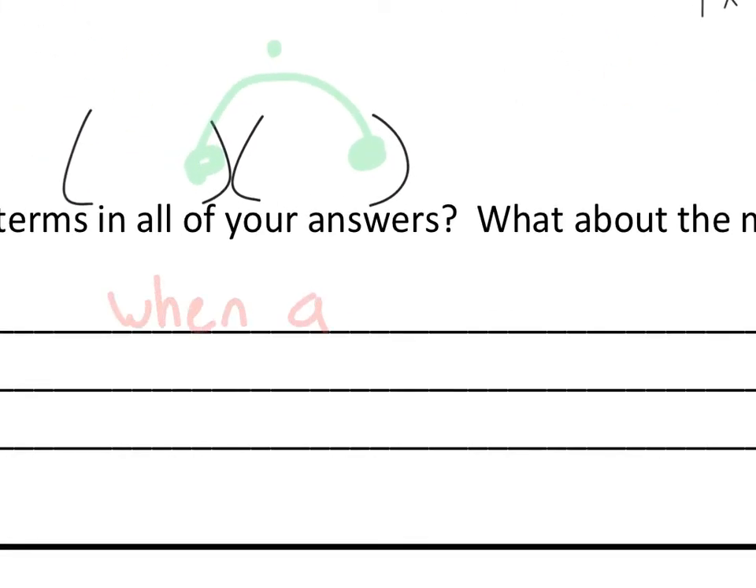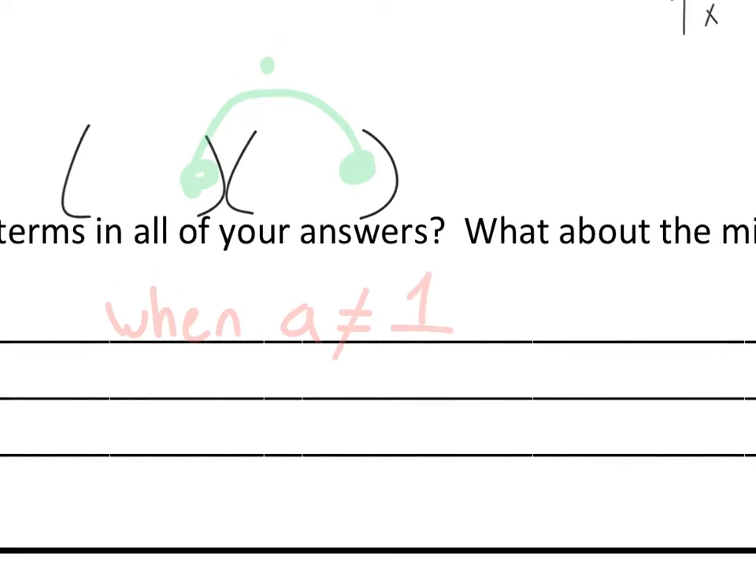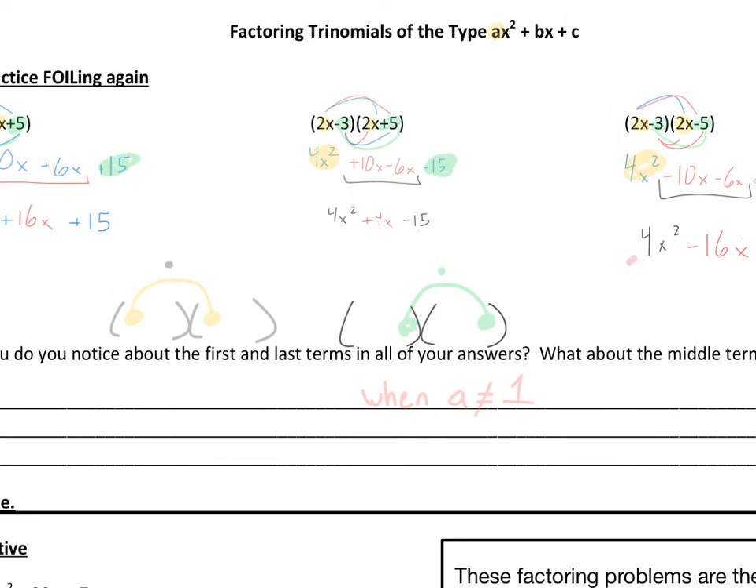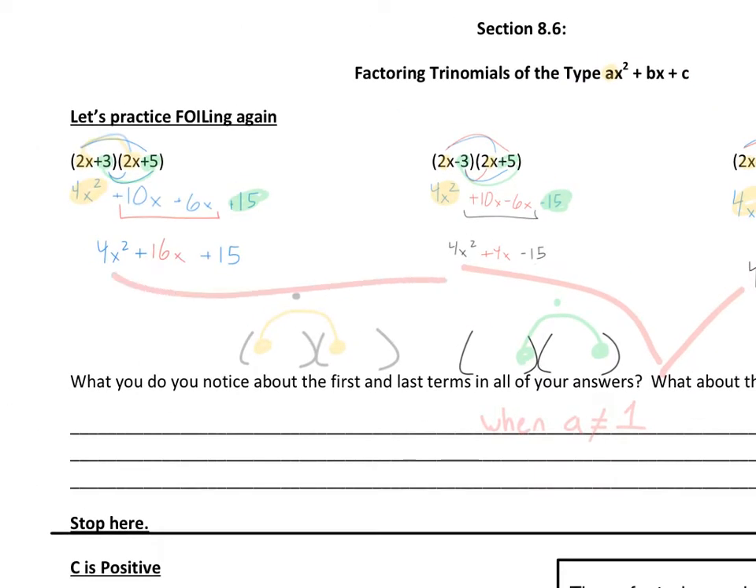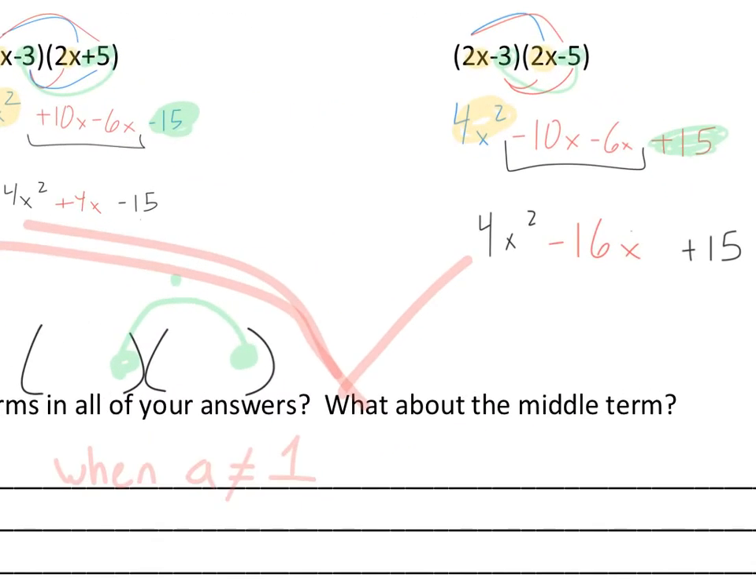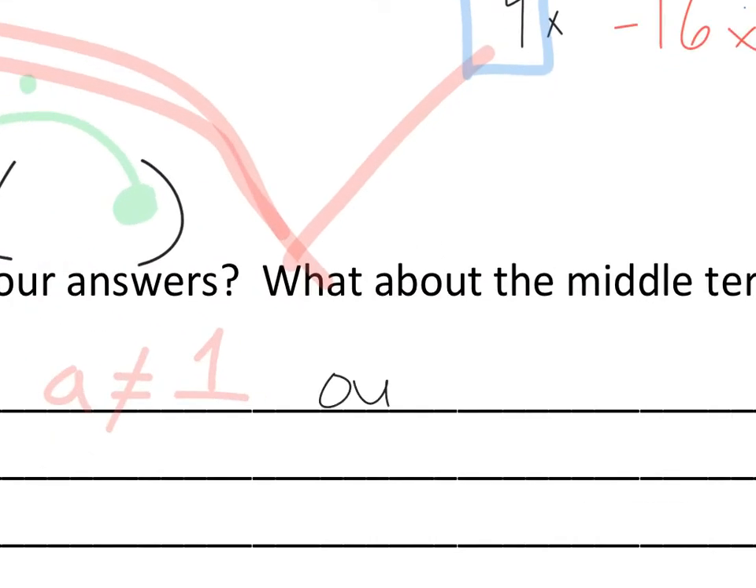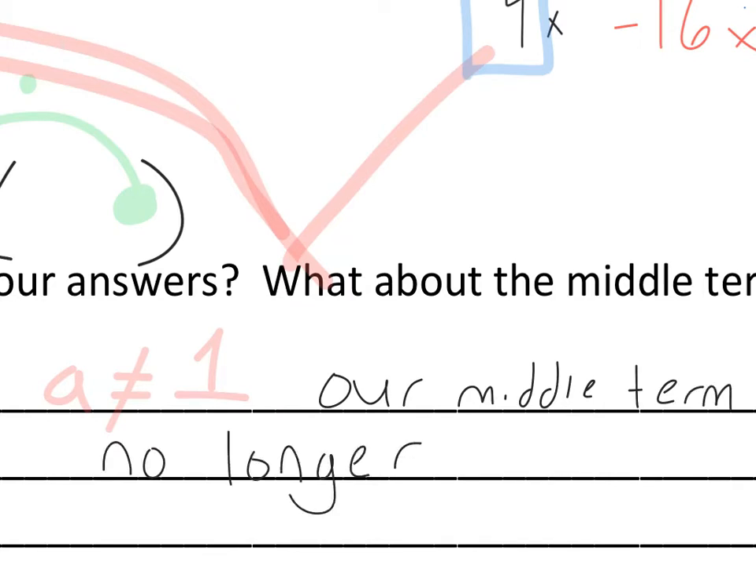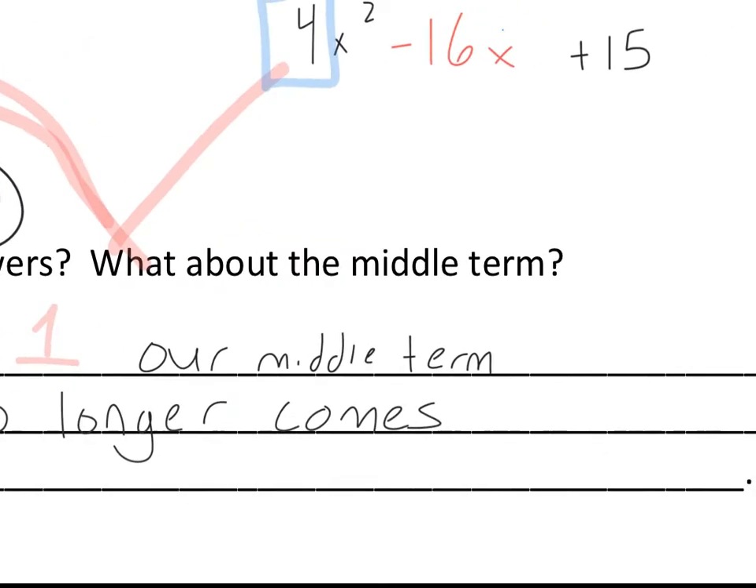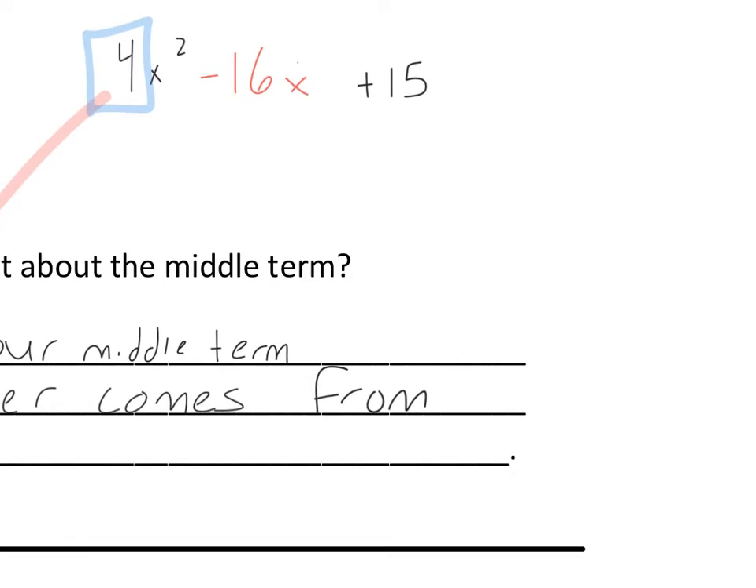So we'll say when a is not equal to 1, right? And so what's that mean? Any instance to where this number out in front of x squared isn't 1, something different's going to come into play for the middle terms. When a is not 1, our middle term no longer comes from the way it was last week.